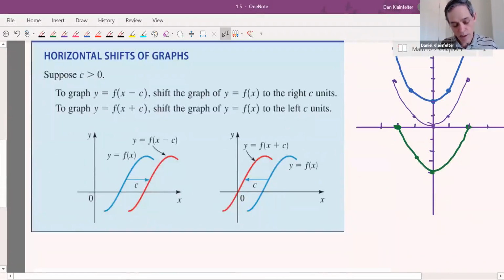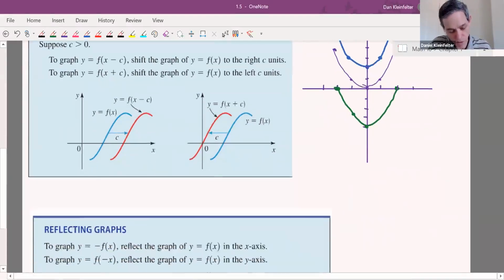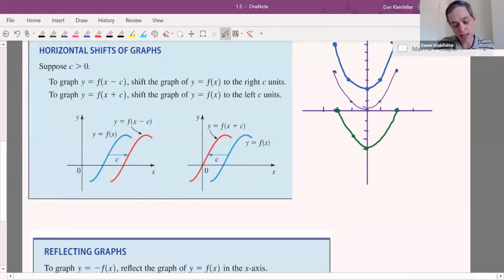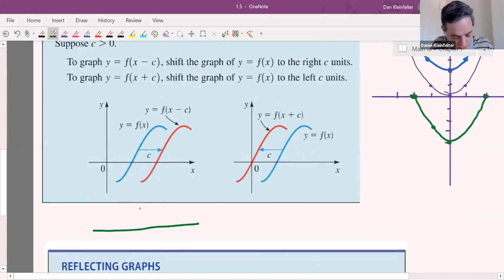For horizontal shifts, we want to take a look at those next. For that, I think making a table of values is not as easy to see. So instead, I want to think about it in terms of where important points get moved. We're going to do it in that way, and to do that again, we will use the x squared graph, because this one ends up a little bit counterintuitive.